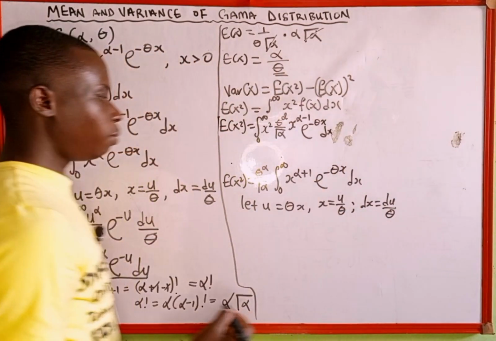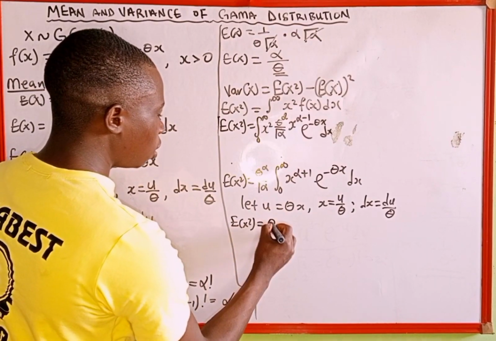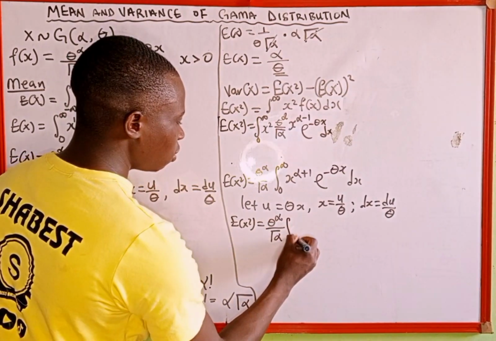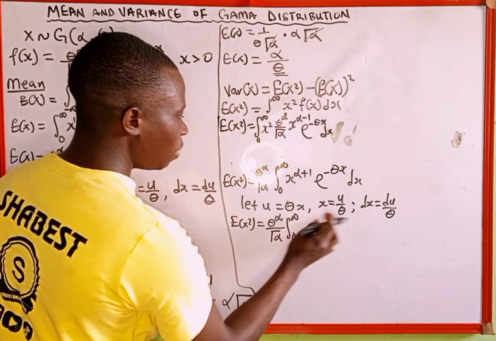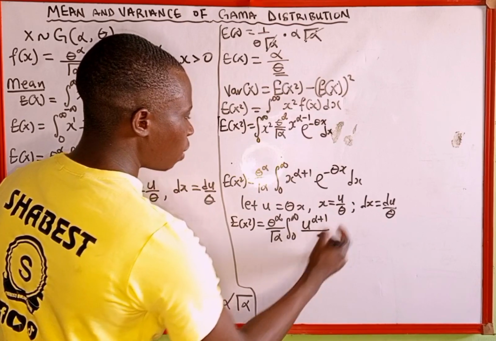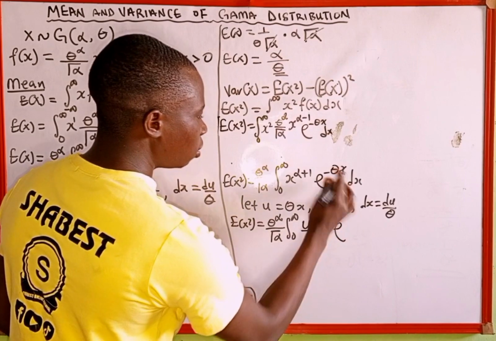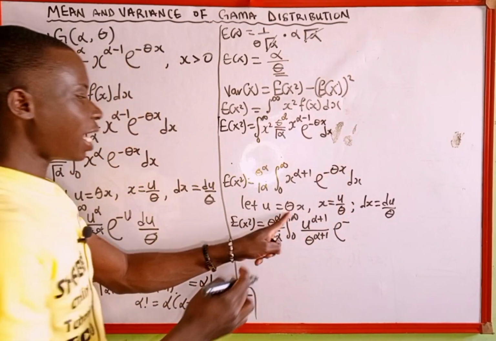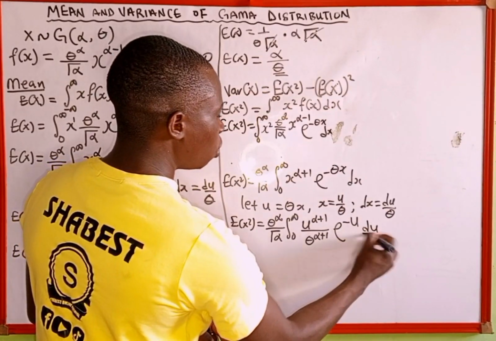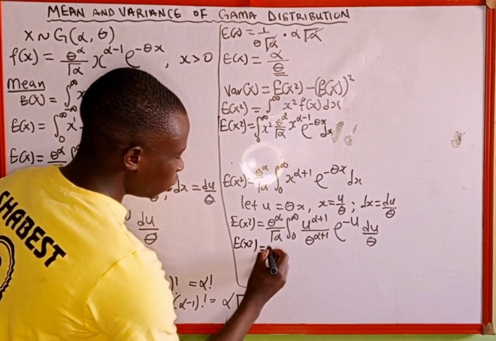Now I'm going to replace this back into the function. We're going to have the expected value of x squared, which is equal to theta raised to the power of alpha all over gamma of alpha, integral from 0 to positive infinity. In place of x now is u to the power of alpha plus 1 all over theta raised to the power of alpha plus 1. Then exponential raised to the power of minus theta x, and theta x is u, so minus u, and dx is the same as du all over theta.